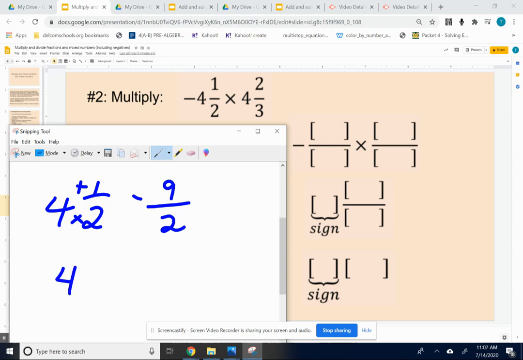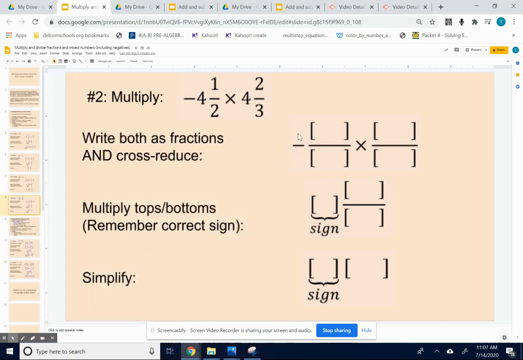Okay, the 4 2/3. Same thing: multiply, add, drag. Take 4 times 3, which is 12. Add 2, which is 14. Drag over the 3, 14/3. So negative 9/2 and 14/3 would be the fractions. The negative sign is already there on the first fraction. So that's the first thing you did.